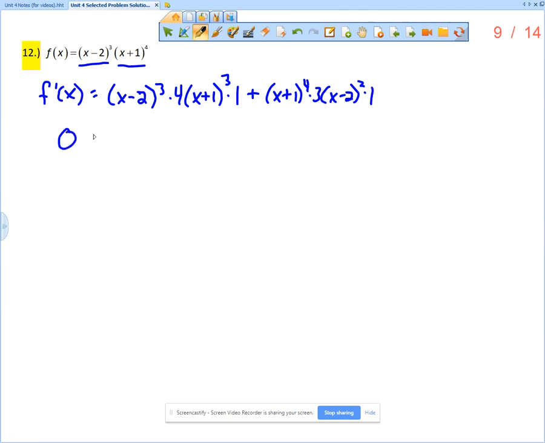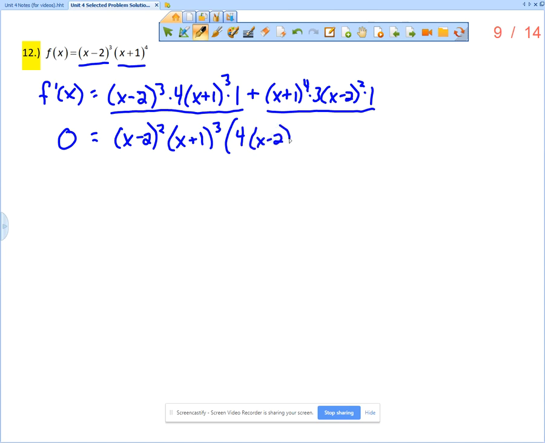Now we're going to set this equal to 0, and in order to solve this, we're going to factor. I notice I have two terms, two sets of things added together. I have an (x minus 2) cubed and an (x minus 2) squared, so I'm going to factor out the lower power, (x minus 2) squared. Then I have an (x plus 1) cubed and an (x plus 1) to the fourth, so I'm going to factor out (x plus 1) cubed because that's the lower power. Remaining, I have a 4 that I could not factor out and an (x minus 2) to the first. Plus, in the second term, I have a 3 remaining and an (x plus 1) to the first.